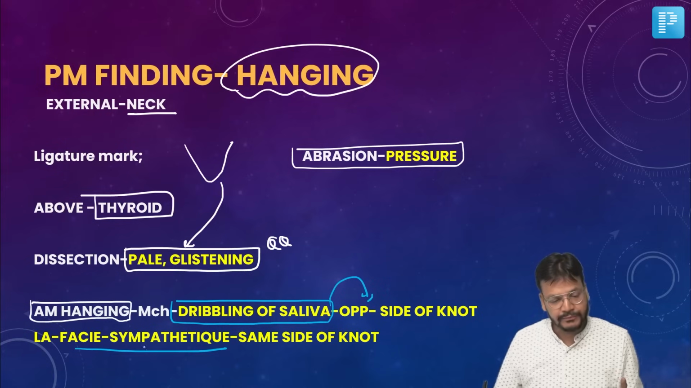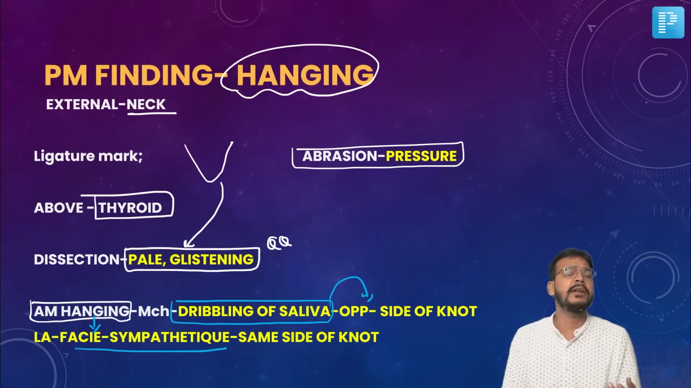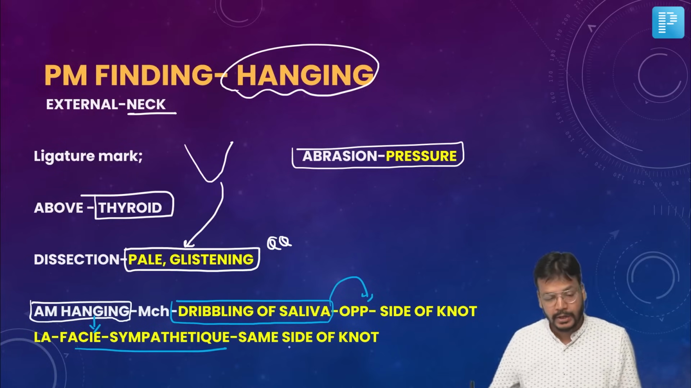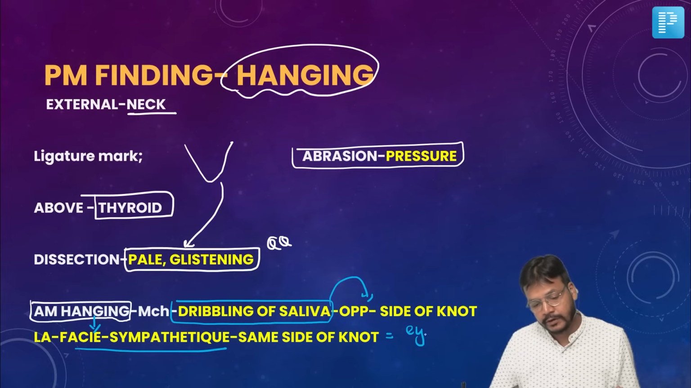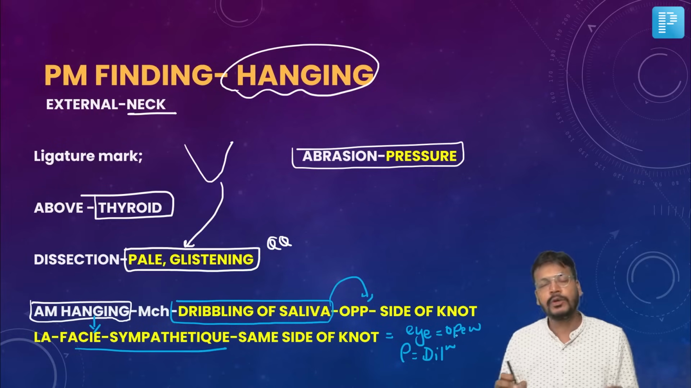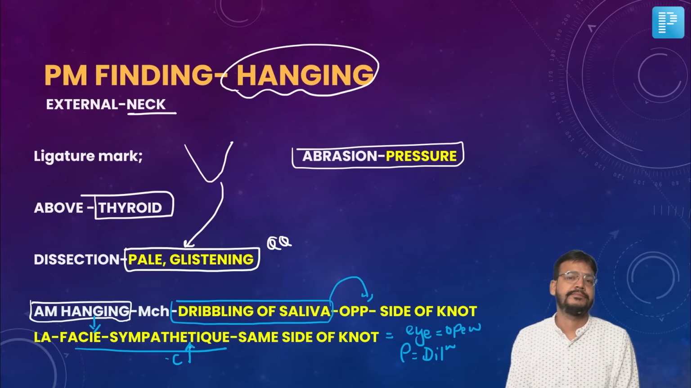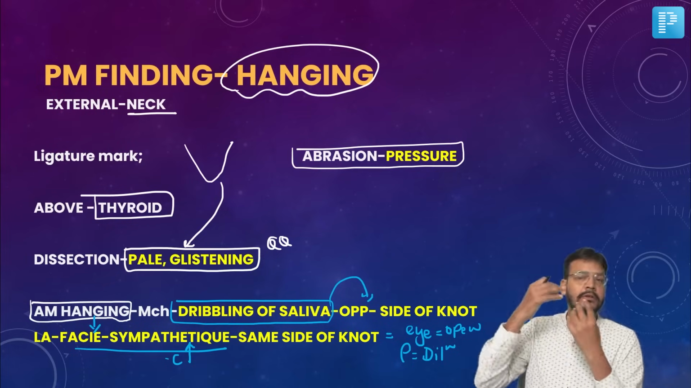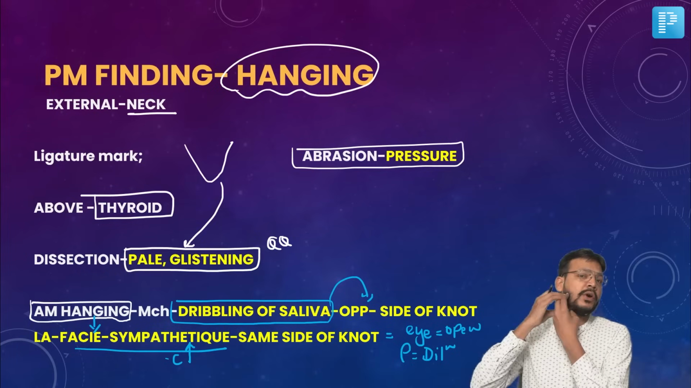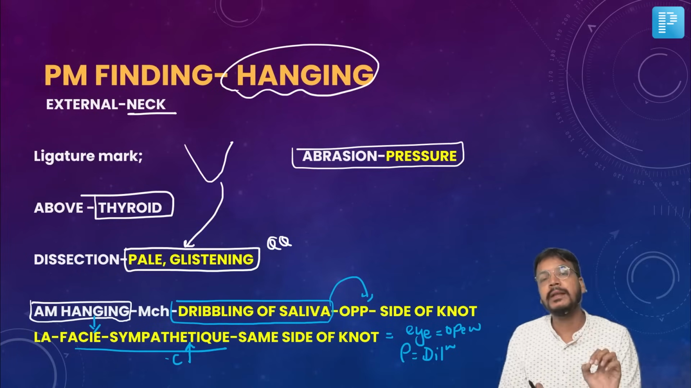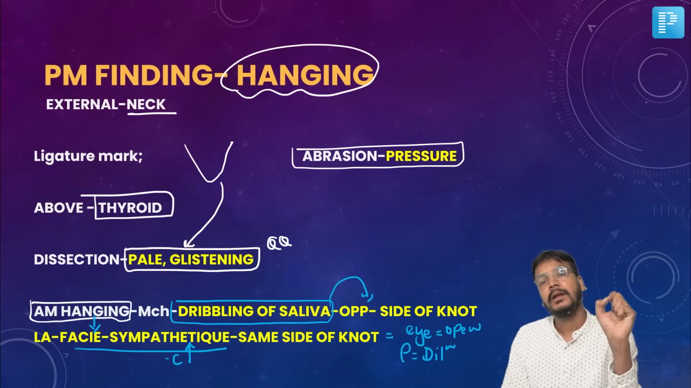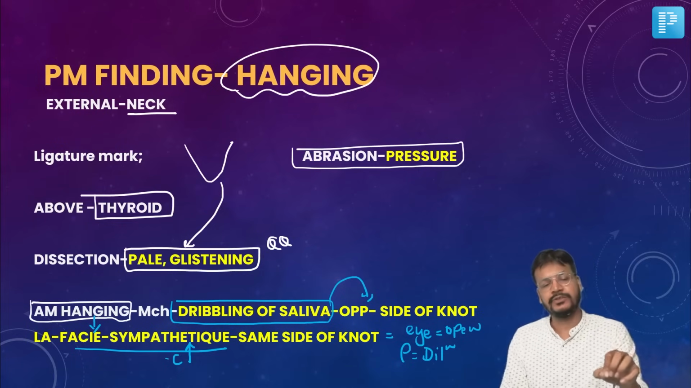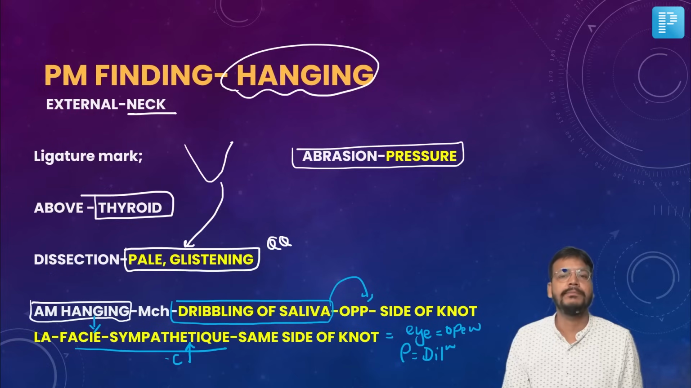Second finding of antemortem hanging. What is the meaning of antemortem hanging? You died due to hanging. On the same side of the knot, the eye remains open and the pupil is dilated because of cervical sympathetic chain stimulation. Dribbling of saliva is on the opposite side of the knot. These 2 findings are antemortem hanging findings.